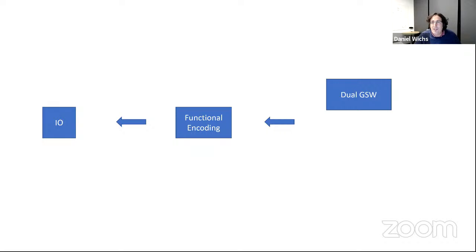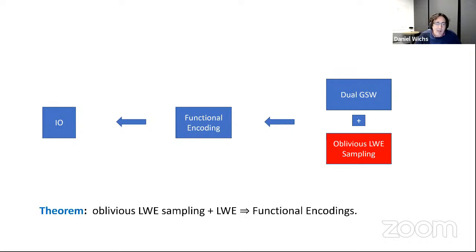To make it secure, we need one more ingredient, something called oblivious LWE sampling in our work. This is a notion that we abstract out and define formally, but essentially it allows you to generate an LWE sample in an oblivious way, without knowing the corresponding secret. We have a theorem that if you have oblivious LWE sampling and the LWE assumption, then that provably gives you functional encodings, which then gives you I/O. So in essence, we reduce the problem of I/O to this one building block, oblivious LWE sampling. Once you have that plus LWE, you get I/O.